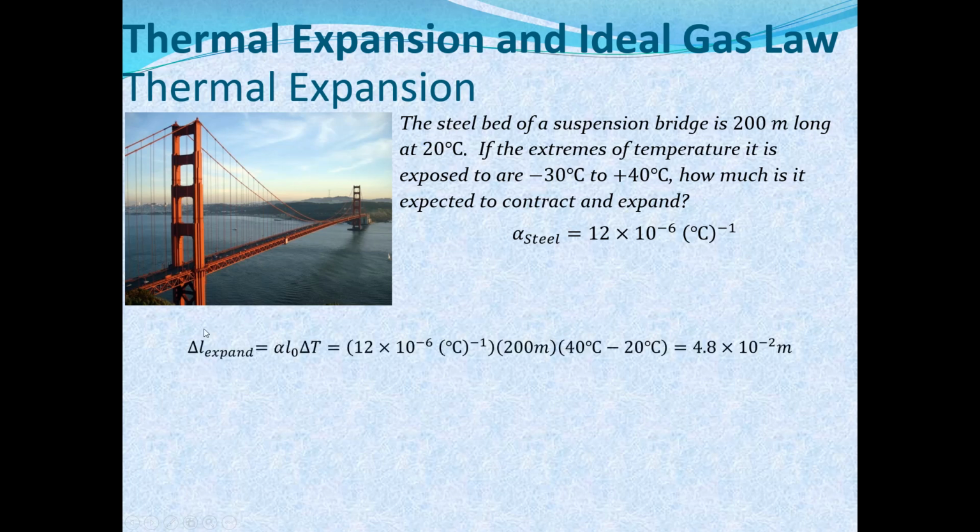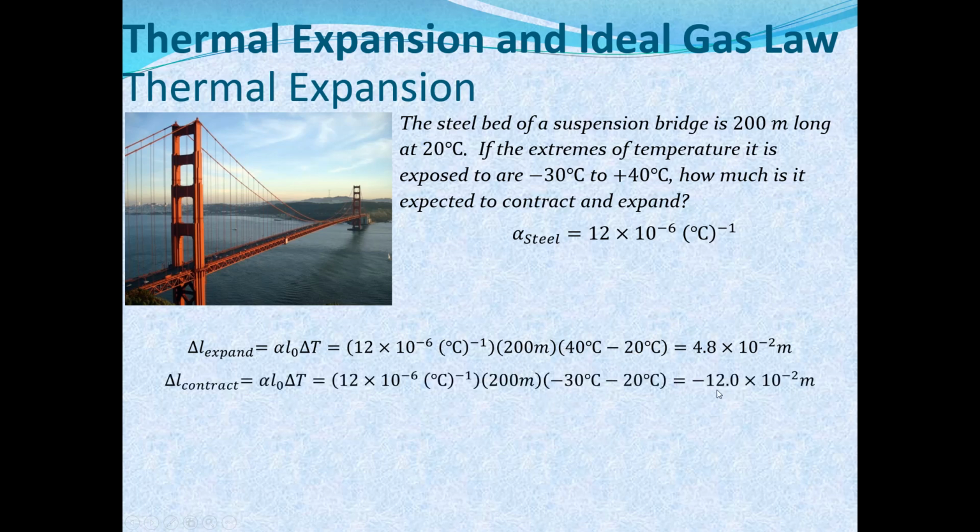So first, to figure out how much it expands by, we plug the numbers in and we get about 4.8 centimeters. To contract, we use, again, the negative 30 this time, and we get negative 12 centimeters. And if we want the total difference, we're going to add these two, and we get that in total it's going to expand and contract almost 17 centimeters. So from its longest point to its shortest length, there's about 17 centimeters of difference.